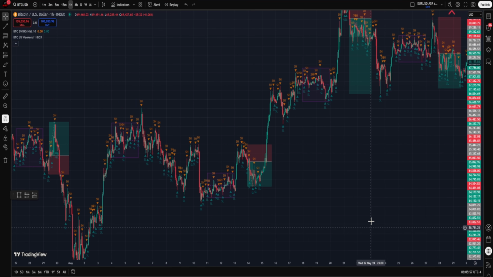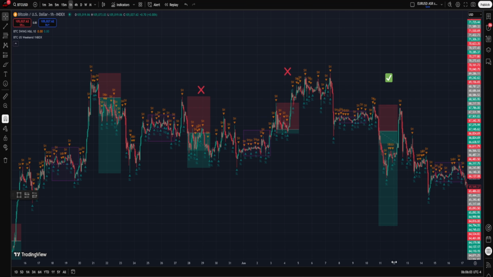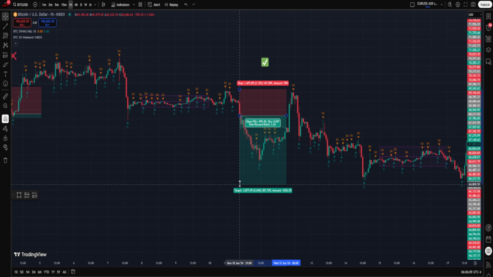The key is to be consistent and stick to the plan, and we all know that this is the real challenge for traders, not the strategies we use. So that's the BTC sweep and reverse strategy. Simple rules, solid edge. It's been a part of my weekly process for years, and it continues to deliver.